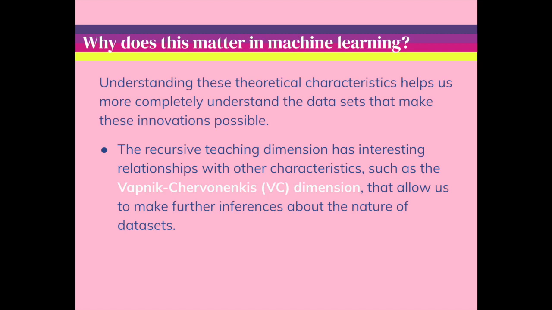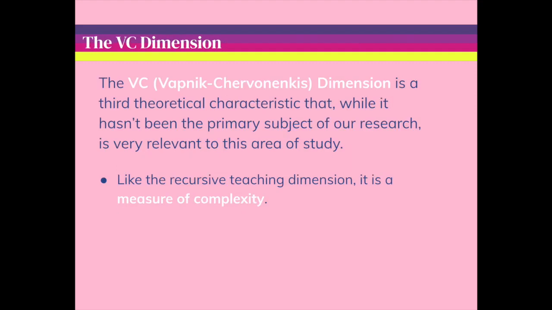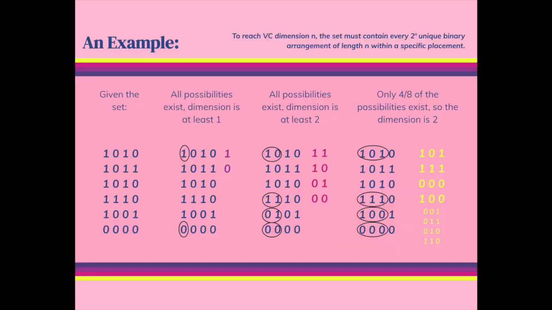The recursive teaching dimension, specifically, also has increasingly studied relationships with other characteristics, such as the Vapnik-Chervonenkis VC dimension. Without going into too much detail, the VC dimension is a theoretical characteristic that allows us to determine how many complete sets of binary possibilities are expressed in a dataset. Like the recursive teaching dimension, it is a measure of complexity. The best way to understand this is through example.